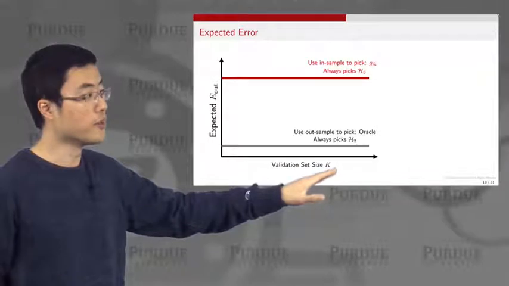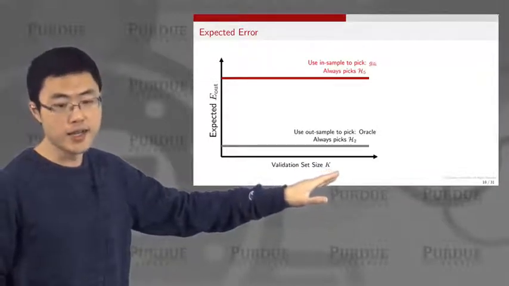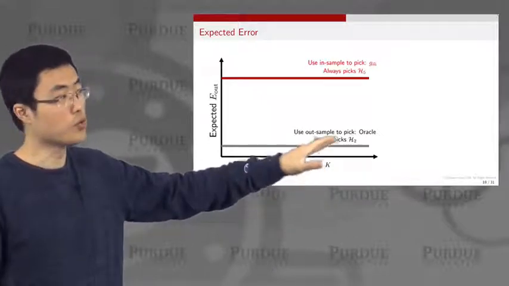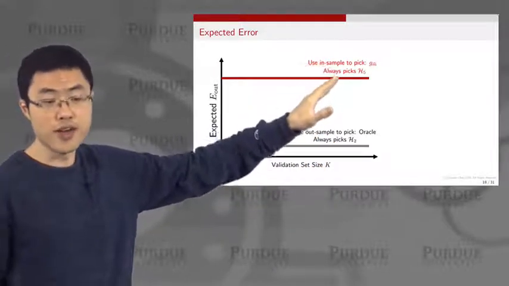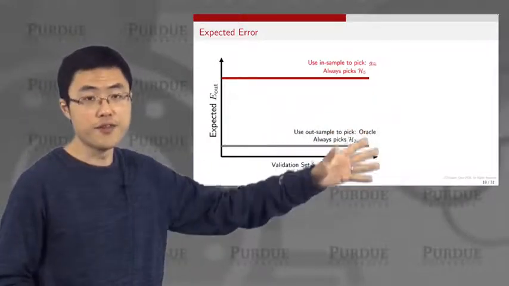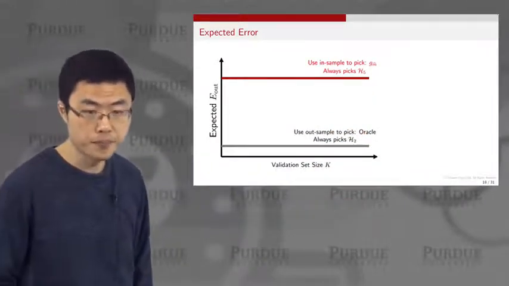And this is a function of the validation set size. No matter what validation set size you choose, you always choose H2 versus H5, and this is the expected error. H2 is always better than H5 given the number of training samples that you have.